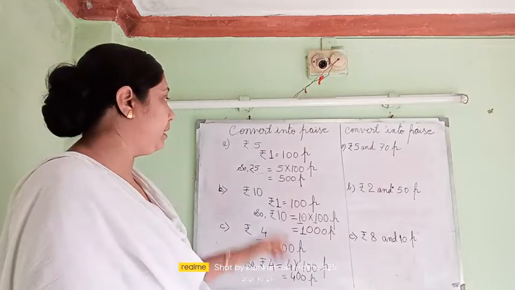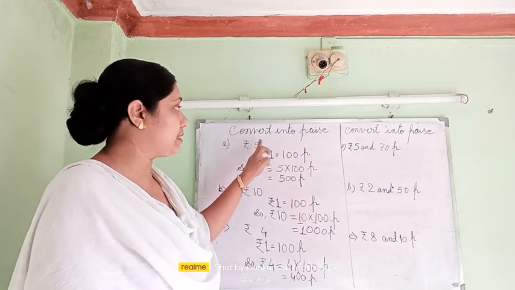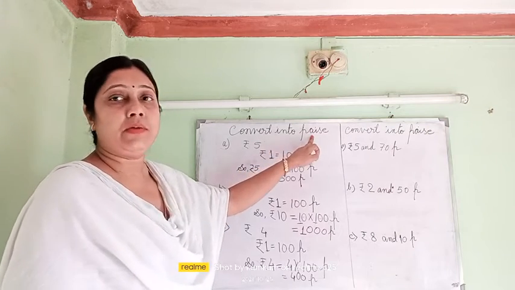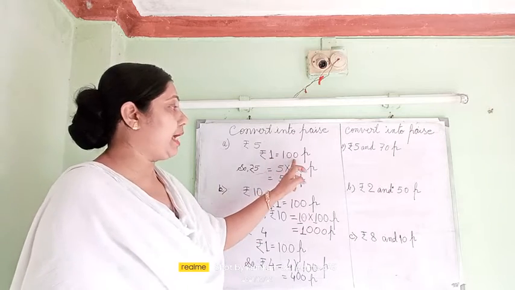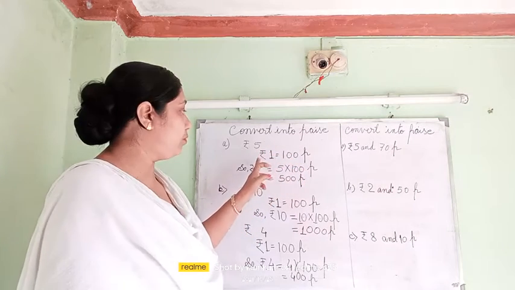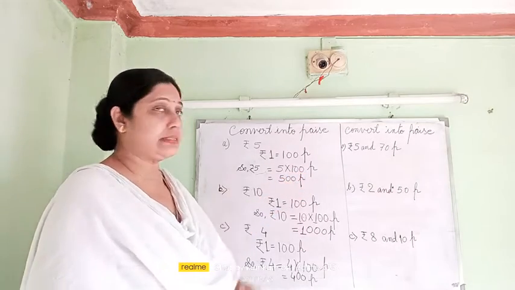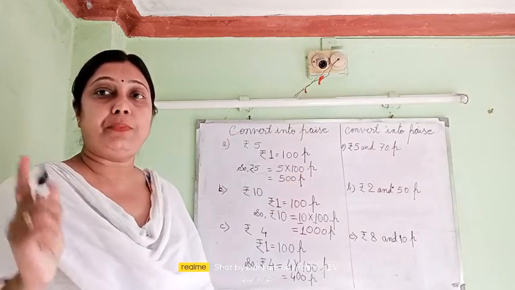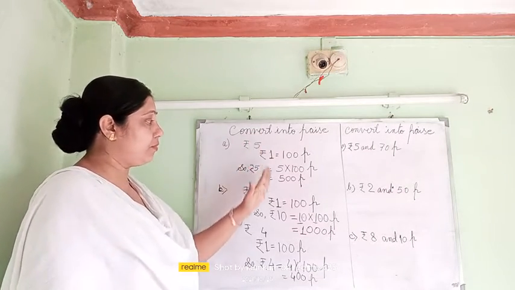Again I am repeating here, 5 rupees, we have to convert 5 rupees into paise. So 1 rupee has 100 paise. So 5 rupees will have 5 into 100 paise equal to 500 paise. Don't forget to put the rupee sign and paise sign. So this was one form of question.